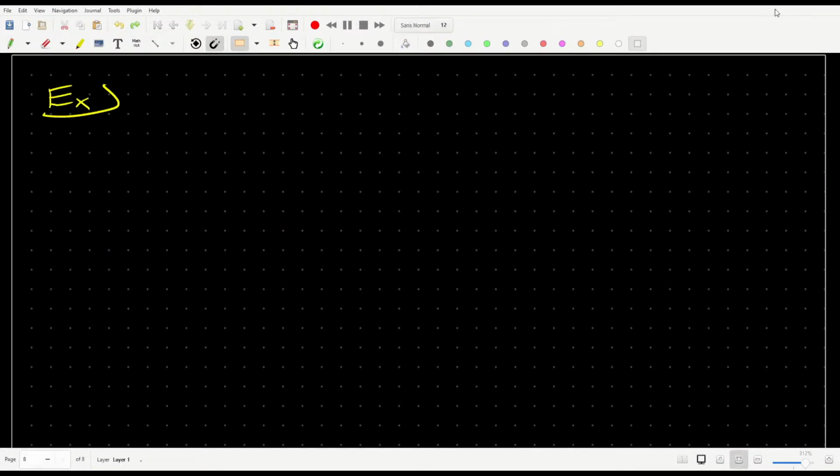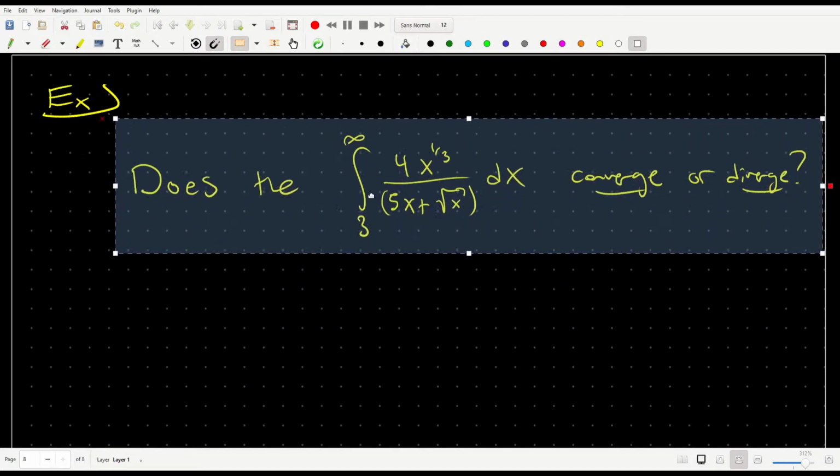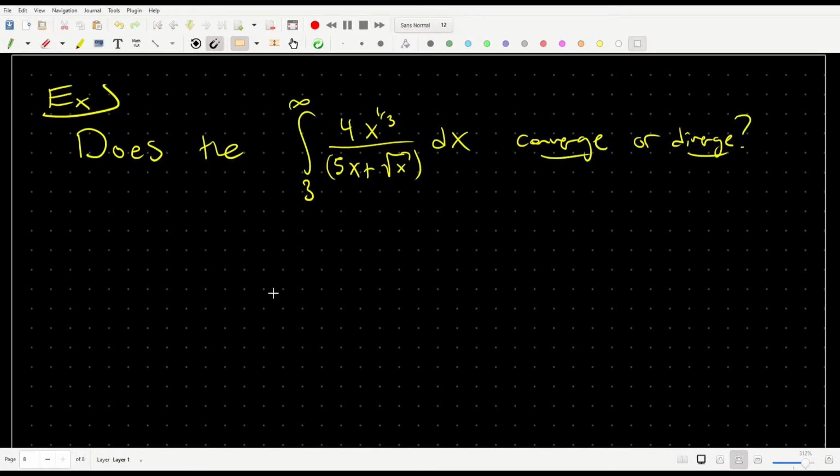So what we'll do is look at one of the examples that we previously looked at already. And this is the example of the integral from 3 to infinity of 4 times x to the 1/3 over 5x plus square root of x. The idea here is that we already showed that this improper integral does in fact diverge using the direct comparison theorem, or the direct comparison test. However, what I want to do now is show how to do this instead using the limit comparison test.